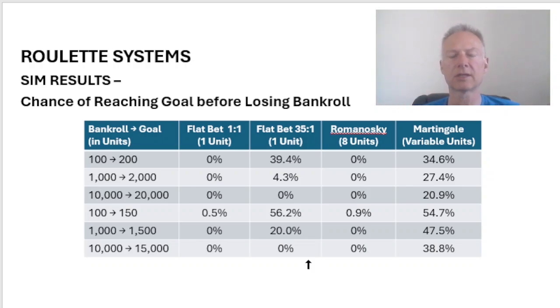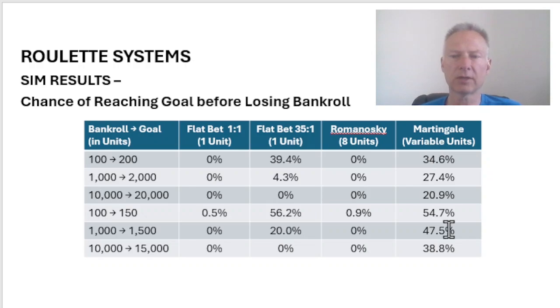For example, let's look at this together. If I start with 100 units and my goal is to get to 200 units, this system here says I have about a 40% chance of doing that. What that means is I have about a 60% chance of losing all of my bankroll. So is it worth it to you to have a 40% chance of gaining 100 units at the risk of a 60% chance of losing the 100 units? It's clearly not a winning system. And the same thing is true here. If my goal is to just take 100 to 150, I might have a 56% chance of doing that, but that means I have a 44% chance of losing the entire 100.